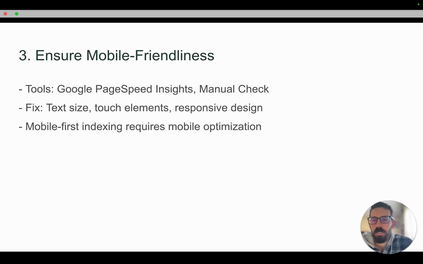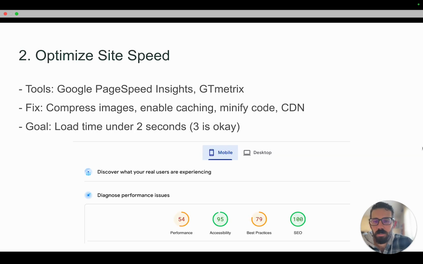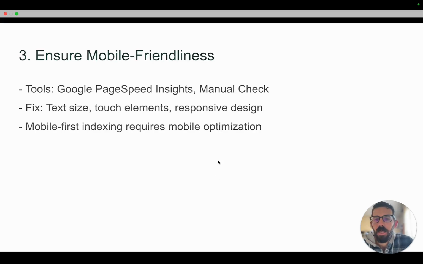Tools to use here, you can use Google PageSpeed Insights. Going back to that again, if you look at the mobile report, it'll start to highlight some issues that could be not great on mobile. Also, just running through a manual check. So pull out your phone, go to your website and take a look at how it's loading.